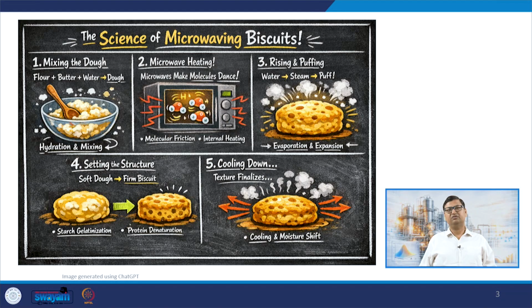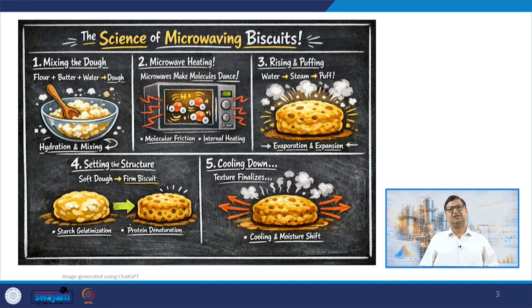And the beauty of the microwave is that there is a controlled heating from all sides, compared to, let's say, if I put it on a tawa. I took an example of roti in the last class, where the heating was from only one side and the other side was exposed to ambient. In this case, the heating happens from all sides, and that uniformly makes the biscuit.